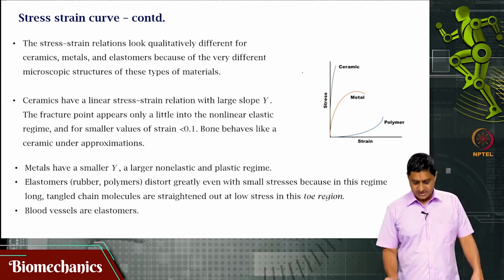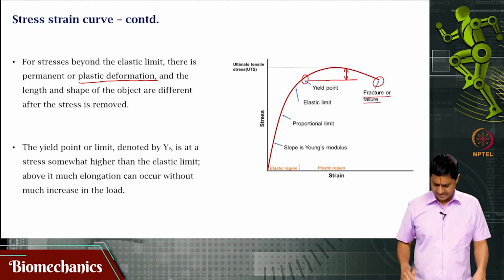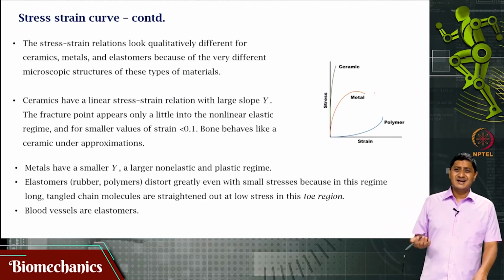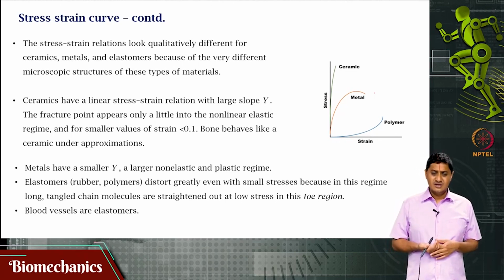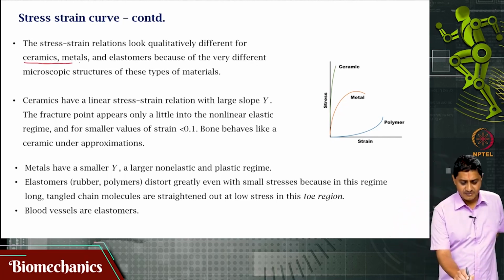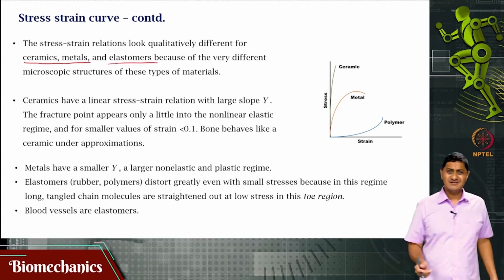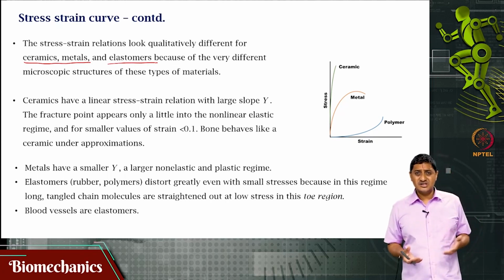Of course, if you keep pushing it beyond a limit, there is fracture or failure of the material. This is a general stress strain curve. This varies between materials, right. So, they do look different for different engineering materials such as ceramics, metals, elastomers, because they are structurally different at the nano or micro levels. At the nano level, they are structurally different, right. So, they will exhibit different properties.